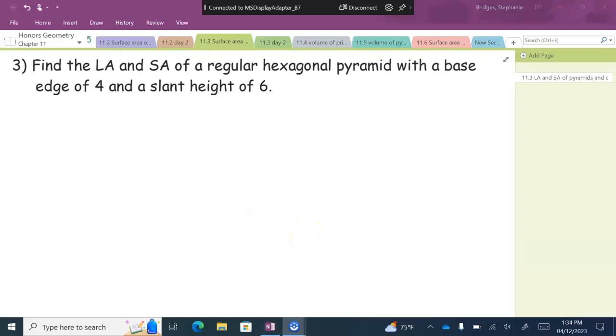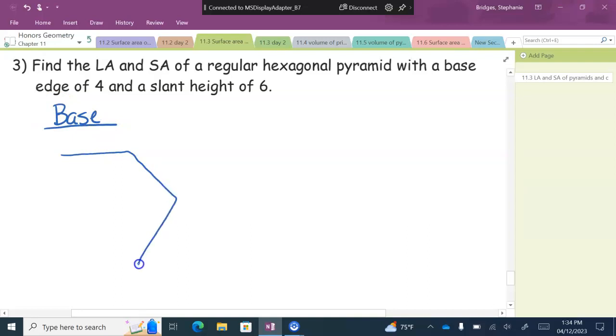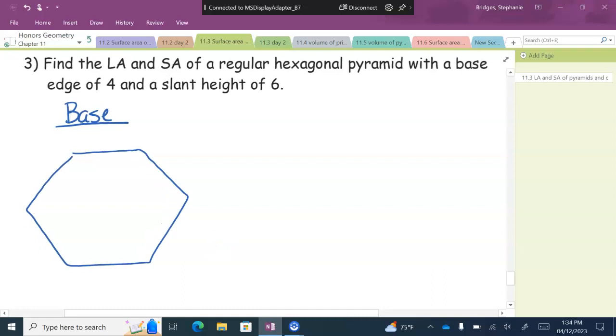Again, I don't know that I can draw a very good hexagonal pyramid, but I can draw a hexagon. So we're going to focus on this base that is a hexagon. Take a minute and draw yourself a hexagon. So far, so good? Now it says the lateral area and surface area of a regular hexagonal pyramid with a base edge of 4. So that means one of these sides is 4, right? And the slant height, well, the slant height is in my pyramid, so I'm going to hold off on that for just a minute.